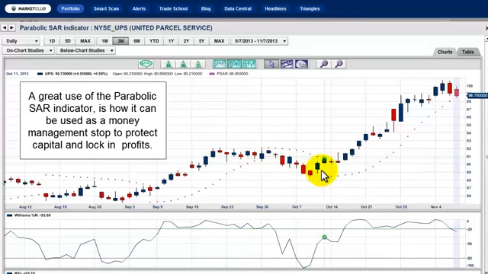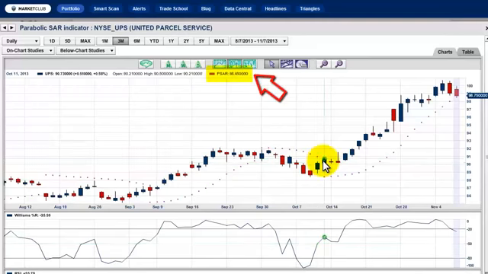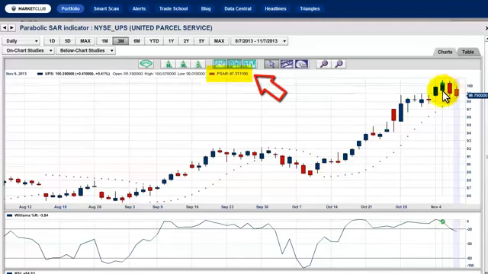Conversely, on the upside, when you get to this point, you can see the PSAR is 90.99. The next day it touched that point and the upward trend began in earnest. So that's how you use the PSAR.